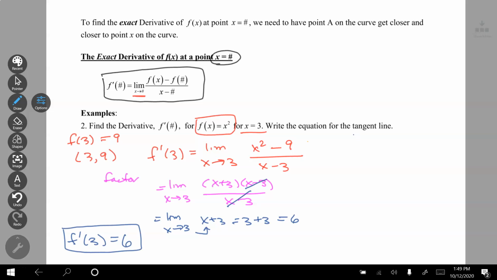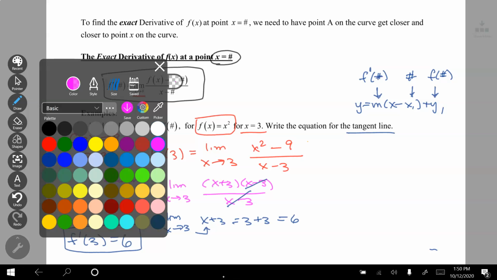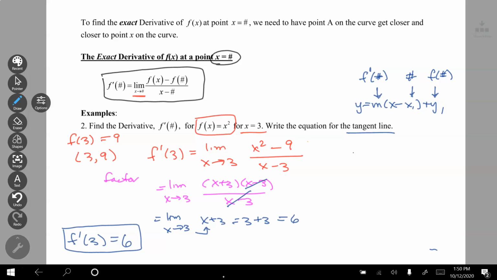But I want to write my tangent line. So when I want to write an equation, I do y equals m times x minus x1 plus y1. I figure these out at the beginning of the problem. Another word for slope is the derivative, so that's f prime or whatever number I want. So this x value was the given number, this y value is f of that given number, and the slope is f prime of that given number. So now that I have all those details, my tangent line equation is going to be y equals, my slope was 6, times x minus 3 plus 9.